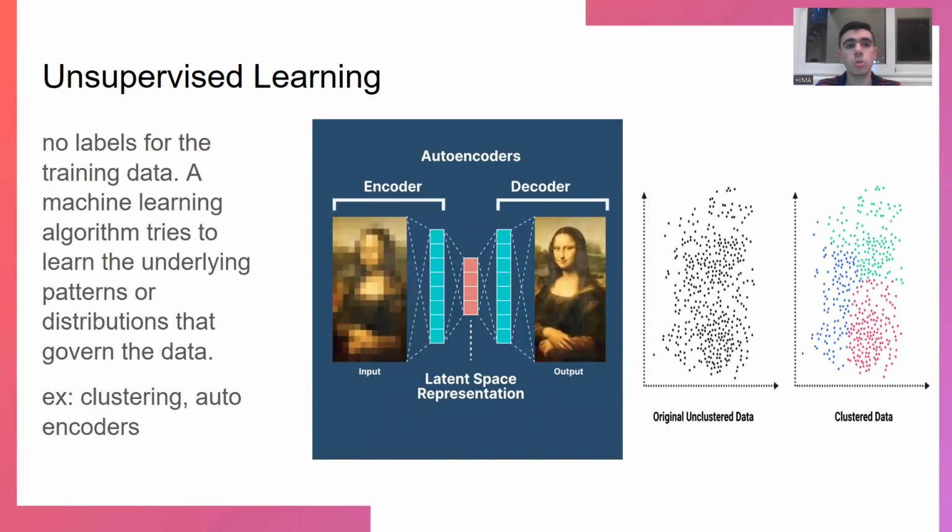Now let's go to unsupervised learning, which may seem amazing to a lot of people. In unsupervised learning, there are no labels for the training data. A machine learning algorithm tries to learn the underlying patterns, distributions, or representation of the given data. So for example, let's say that I have the Mona Lisa photo and I want to figure out the best compact representation of that photo. Okay, so I will make a neural network. We will not cover neural networks in this session because it's a very important and deep topic, so we will leave it for another one.